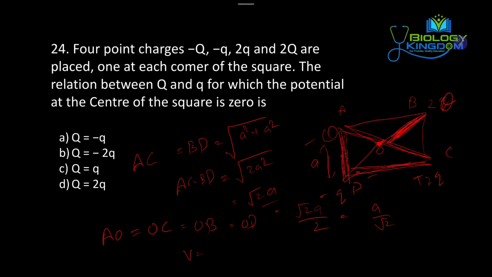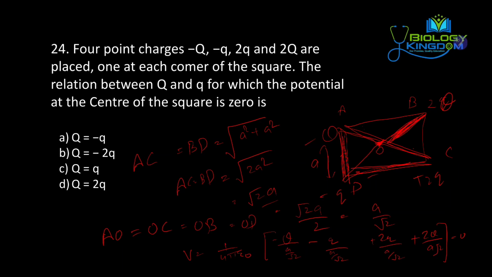Now if we write the potential, what will be the potential of our sum? According to the principle of superposition, total potential will be like this: first charge is minus q upon distance, that is a by root 2. Second is minus q upon a by root 2. Third is 2q upon a by root 2. Fourth is plus 2q upon a by root 2. And this is equal to 0, given.